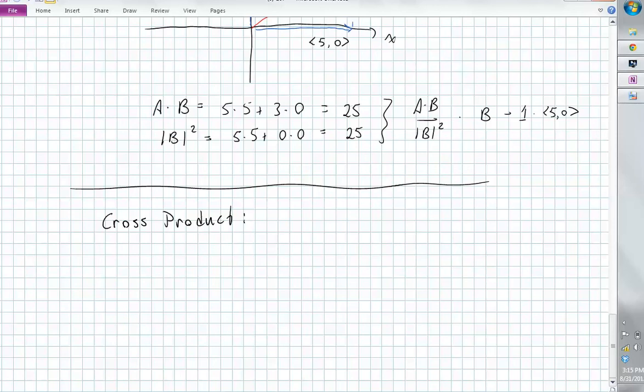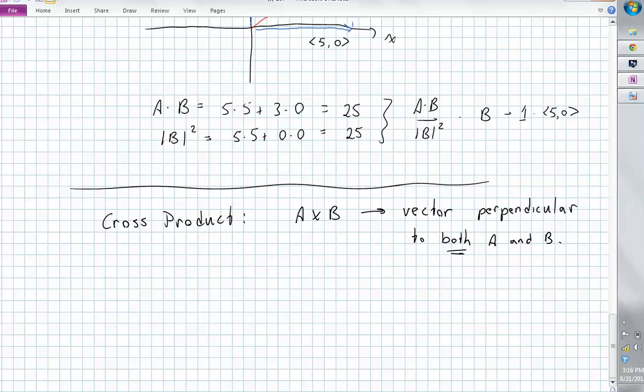Okay, the cross product. This takes two vectors, and it produces another vector. And this vector is perpendicular to both A and B.